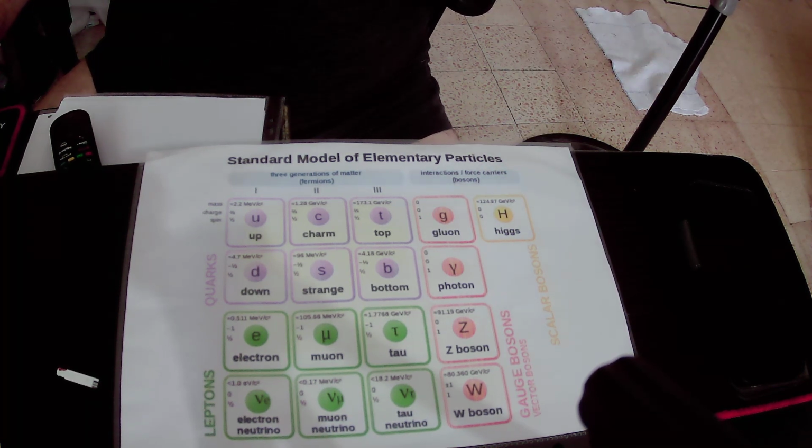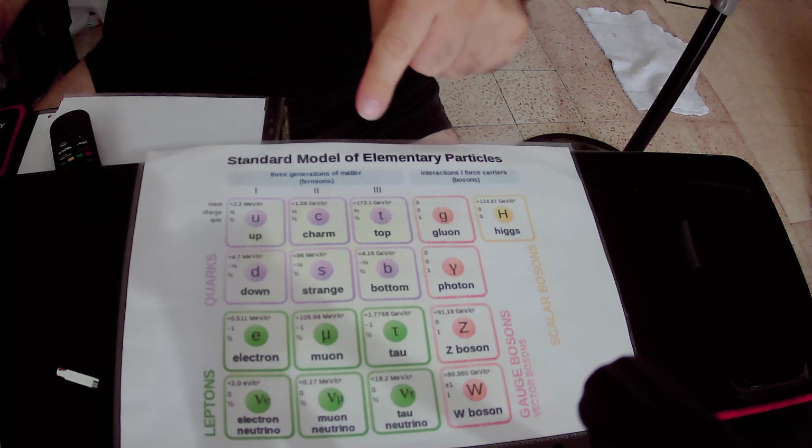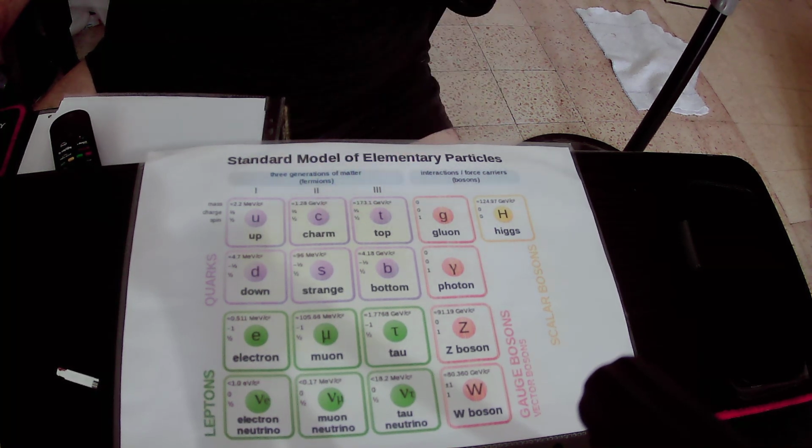Okay, what is a quark? A quark is one of the elementary particles, the most basic building blocks of matter known today in physics. And we have, as I already said, 6 quarks.